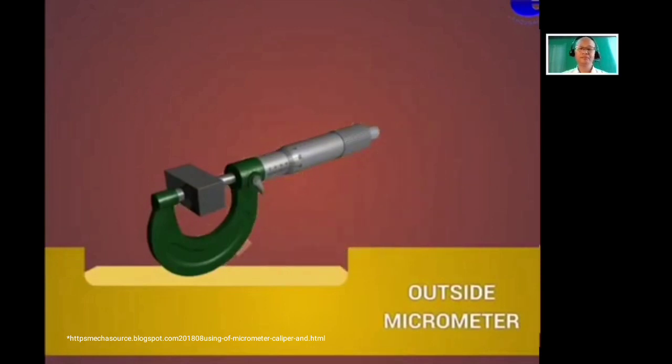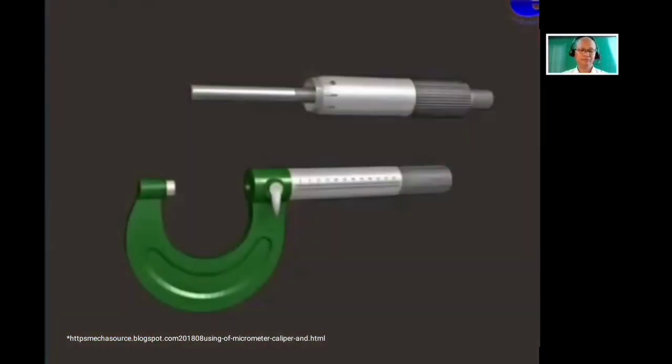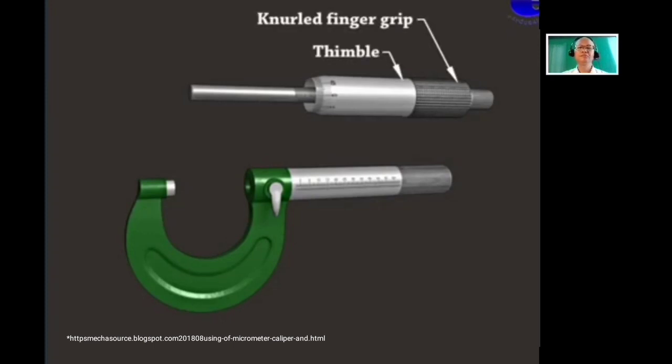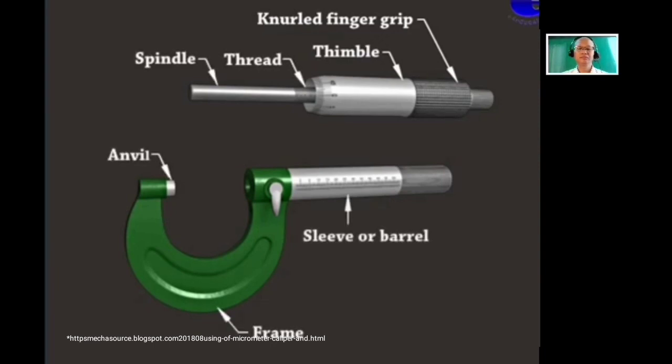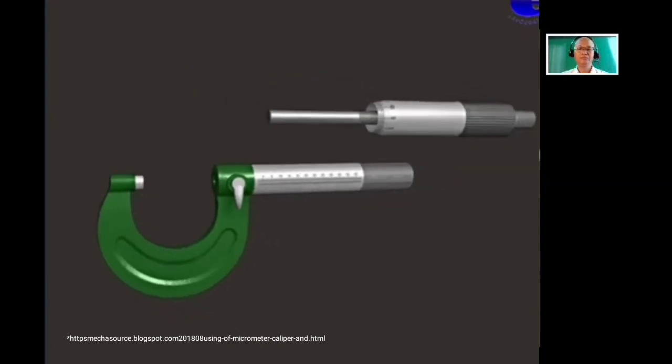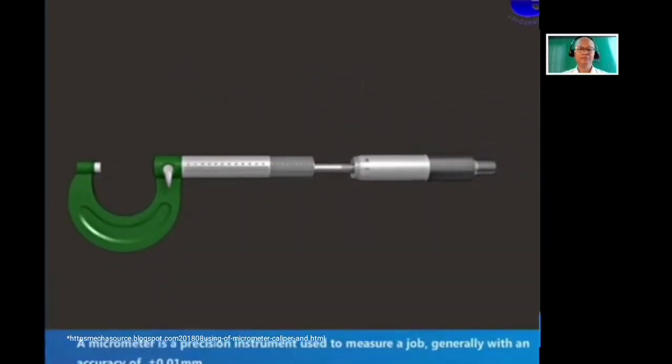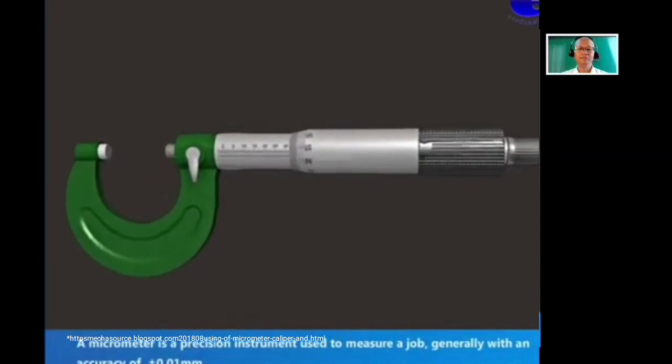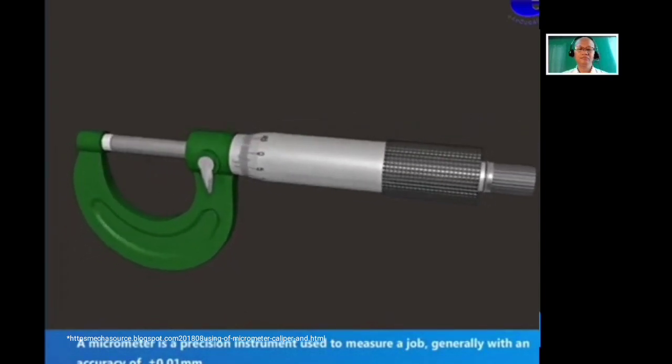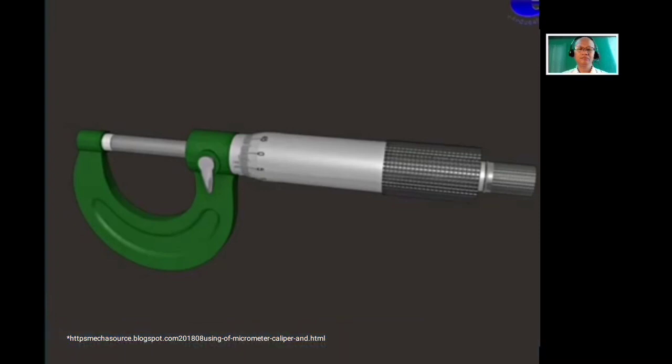Outside micrometer. A visual representation of outside micrometer is shown in this video. The parts of micrometer listed here: knurled finger grip, thimble, thread, spindle, anvil, frame, sleeve or barrel, and adjusting nut. What is micrometer? A micrometer is a precision instrument used to measure a job, generally with an accuracy of plus or minus 0.01 millimeter. We will see the application of outside micrometer in the next video.